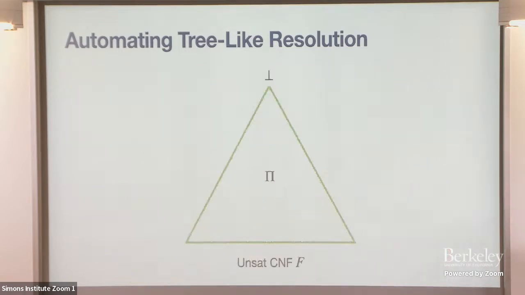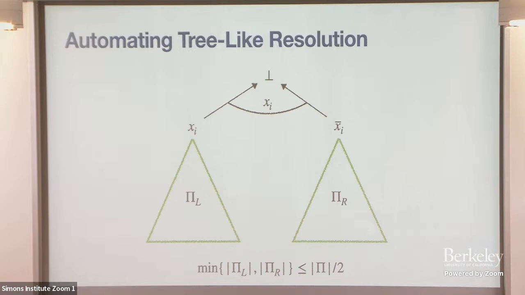Well, how does this algorithm work? I can sketch it for you. So here's my tree-like resolution proof. It starts with some formula F, and my proof is P, and say it eventually deduces the empty clause. So how can we find this proof? Well, the idea is the following. We're going to look at the last resolution step that occurred in the proof. It resolved on some variable x_i.